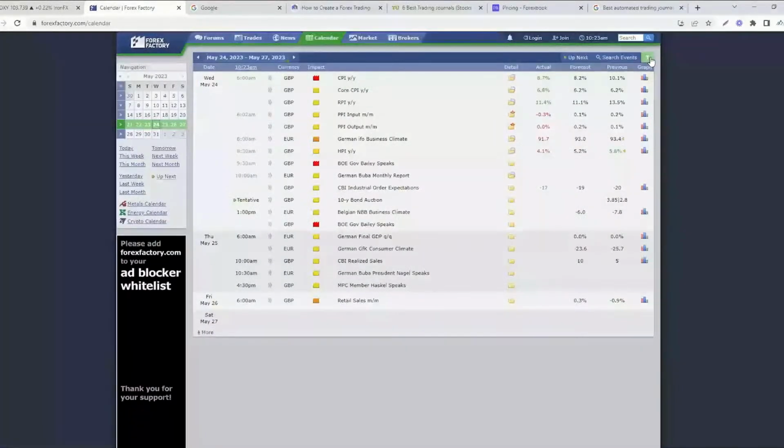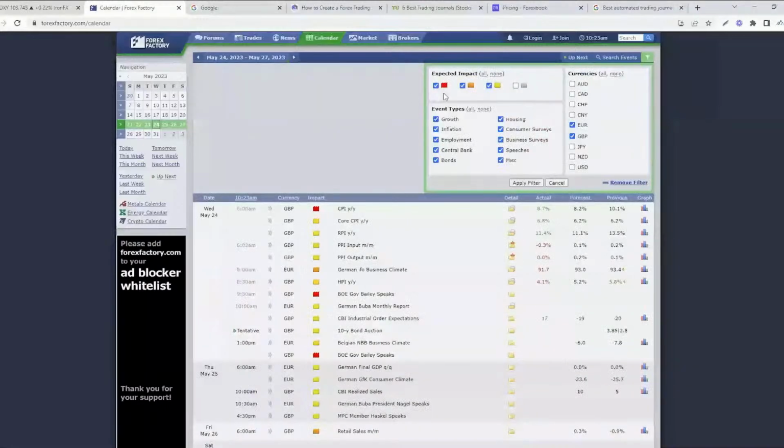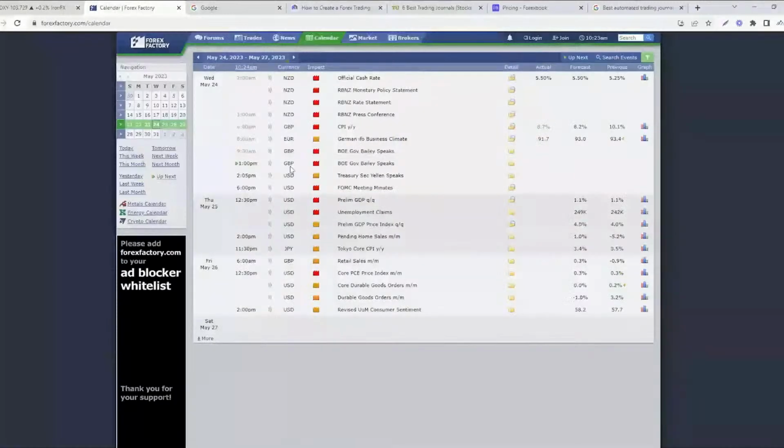And you also have the filter icon. I'll select the filter icon and generally choose the first two or the first three. Usually I take the two most high impact events. Event types, I will select all, and currencies, I will select all as well. Then I apply the filter, and this brings me the list of key economic events that are taking place this week.